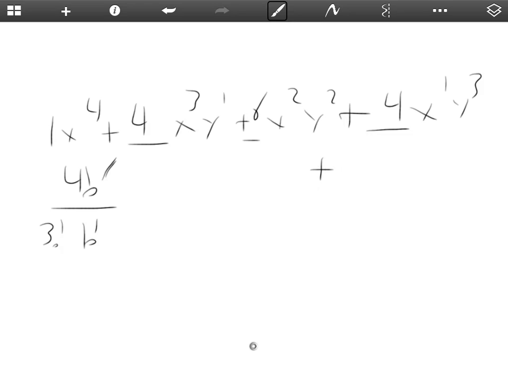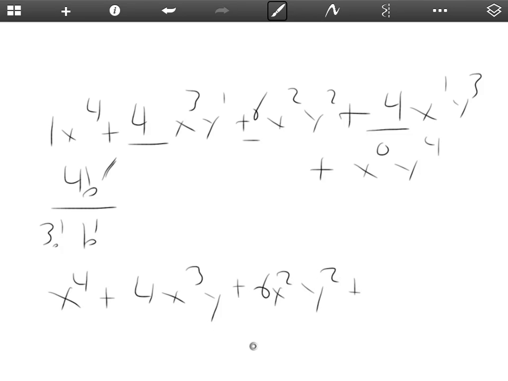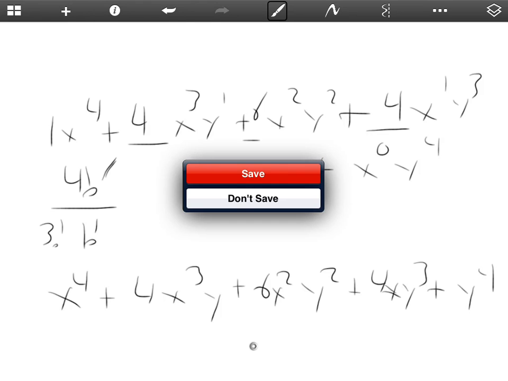Plus x to the 0, y to the fourth. And so if you want to write that out a little neater, that's x to the fourth plus 4x cubed y plus 6x squared y squared plus 4xy cubed plus y to the fourth. And doing the binomial theorem is just exactly that.